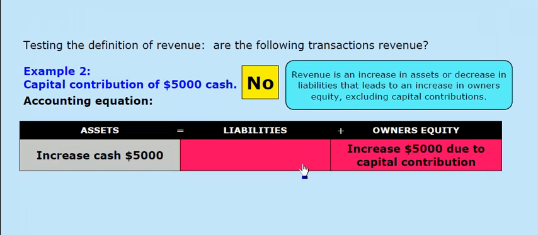Here's another example. Let's test this one. Capital contribution of $5,000 cash. That means the owner has injected $5,000 cash into the business. Well, it does increase assets. So that part of the definition has been met because there is an increase in assets. And there is an increase in owner's equity due to this capital contribution. Owner's equity has gone up. But it cannot meet the definition of revenue because the definition excludes capital contributions. And this is a capital contribution. So it does not meet the definition of revenue.